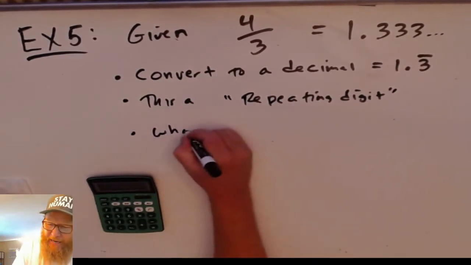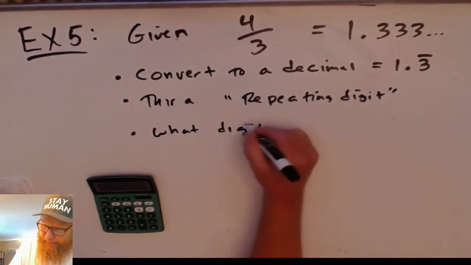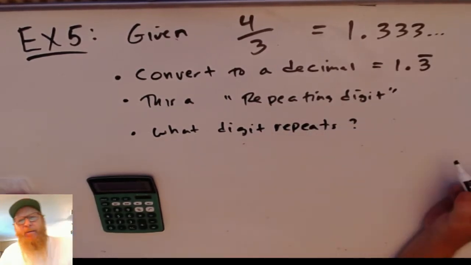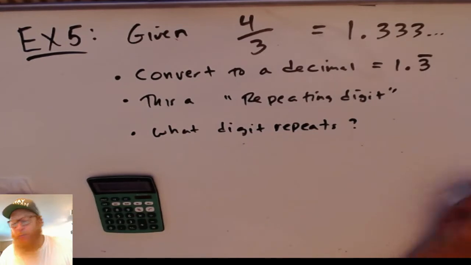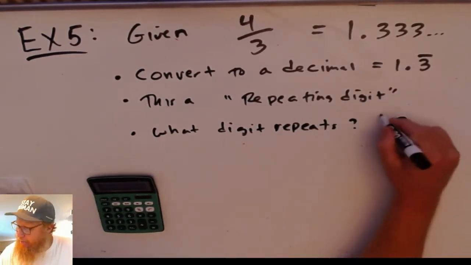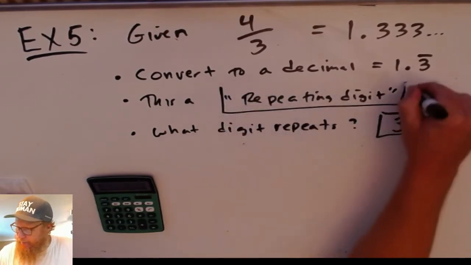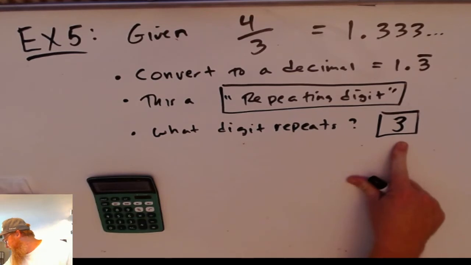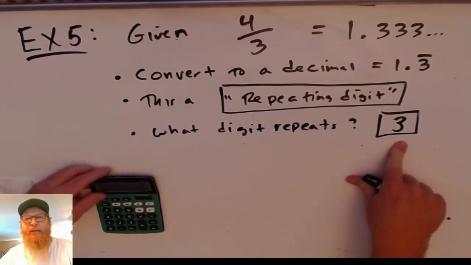What digit repeats? All right. What digit actually repeats? Well, it's not the 1. The 1 doesn't repeat. It's the 3 that repeats. So we have a repeating digit. The digit that repeats is 3. Okay.